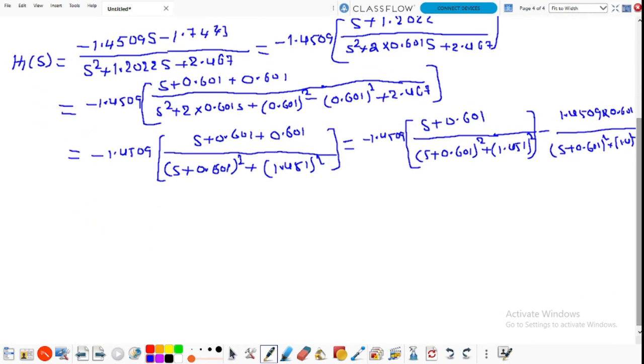So we know that using impulse invariant transformation, S plus A by S plus A whole square plus B square is transformed or mapped into 1 minus e power minus at cos bt z power minus 1, by 1 minus 2 e power minus at cos bt z power minus 1 plus e power minus 2at z power minus 2. That is the mapping formula for the impulse invariant transformation method. That is one of the properties of the impulse invariant transformation method.